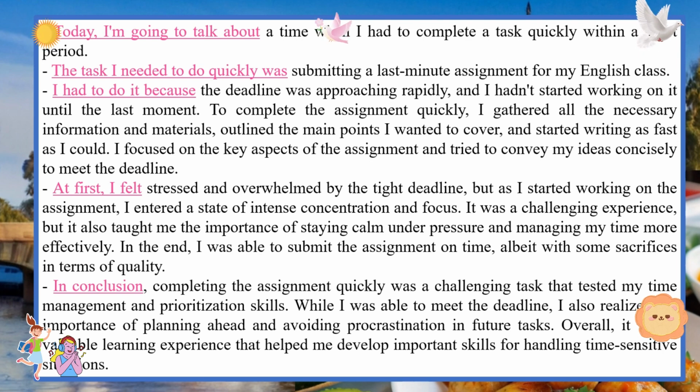terms of quality. In conclusion, completing the assignment quickly was a challenging task that tested my time management and prioritization skills. While I was able to meet the deadline, I also realized the importance of planning ahead and avoiding procrastination in future tasks. Overall, it was a valuable learning experience that helped me develop important skills for handling time-sensitive situations.